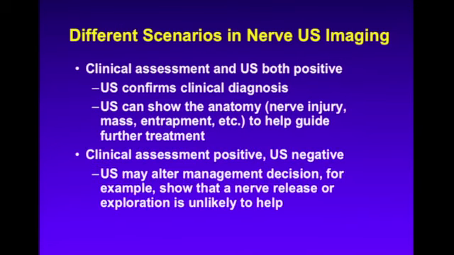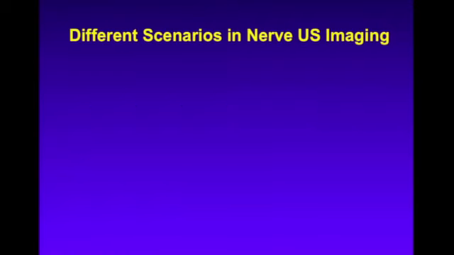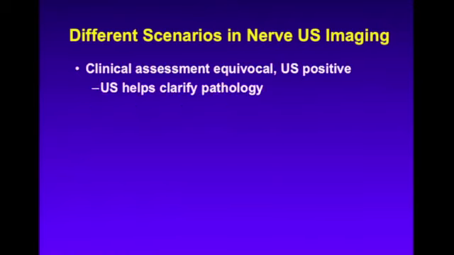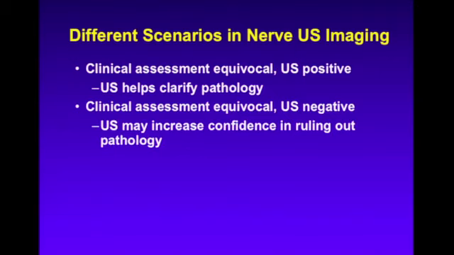The next scenario is when the clinical assessment is positive and the ultrasound is negative. In these situations, ultrasound may alter the management decision. For example, it may show that a nerve release or nerve exploration is unlikely to help. The next scenario is when the clinical assessment is equivocal and the ultrasound is positive. Here is the situation where ultrasound helps clarify the pathology and increase the confidence that there's something actually wrong. And then when the clinical assessment is equivocal and the ultrasound is negative, it's the opposite. Ultrasound may increase confidence in ruling out pathology.